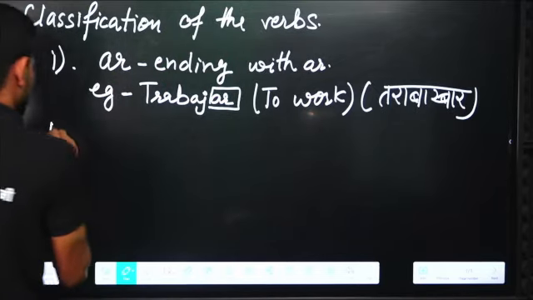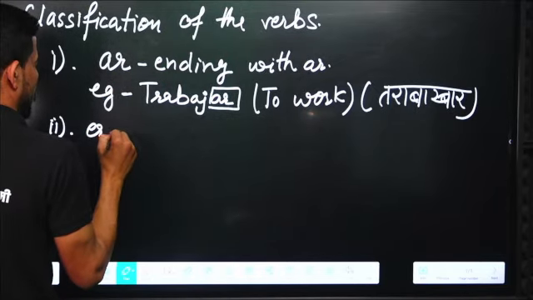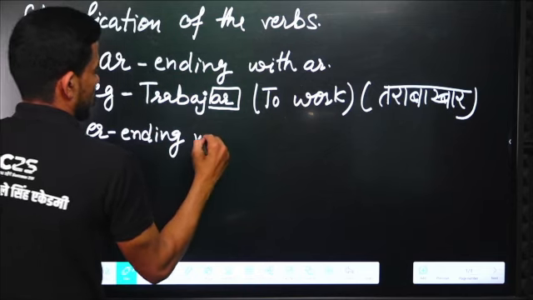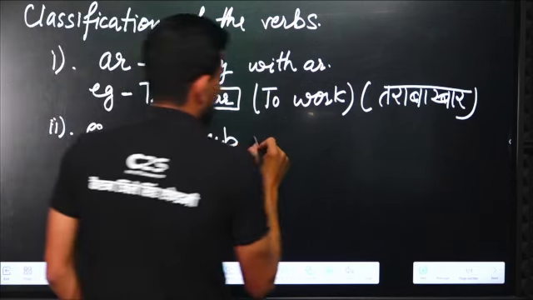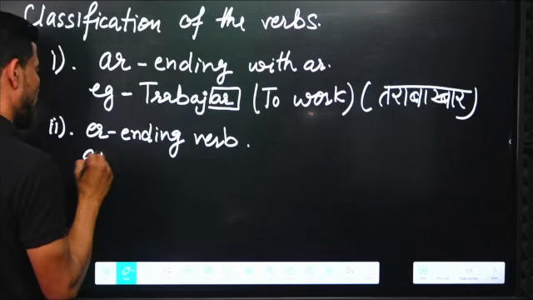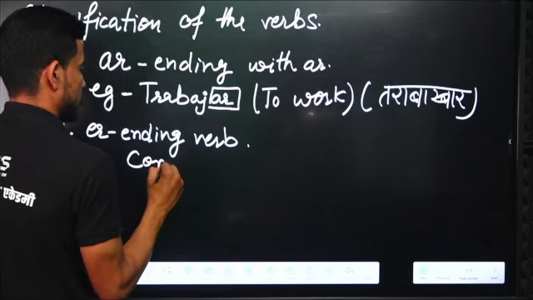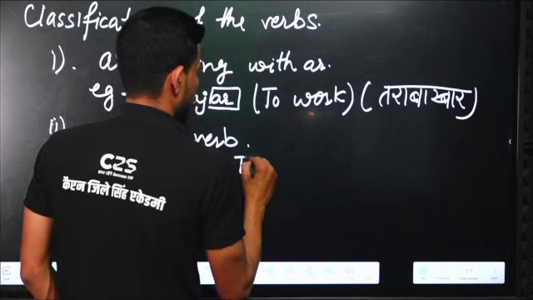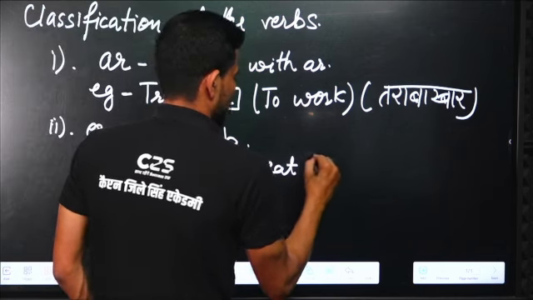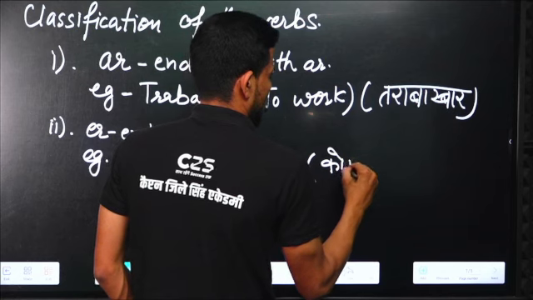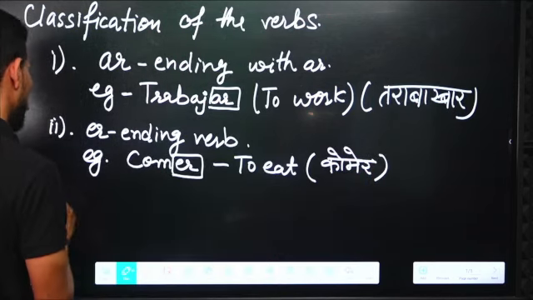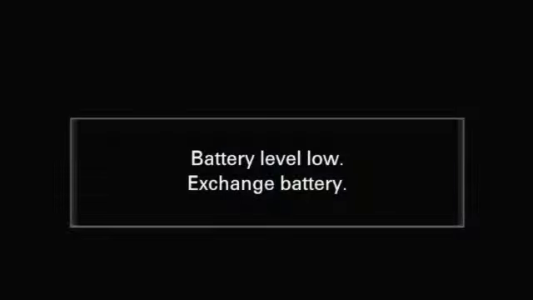Second is ER ending verb, for example, comer. Comer ends with ER. Comer means to eat. And the third one is IR.